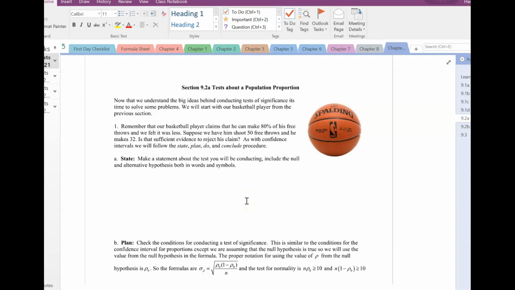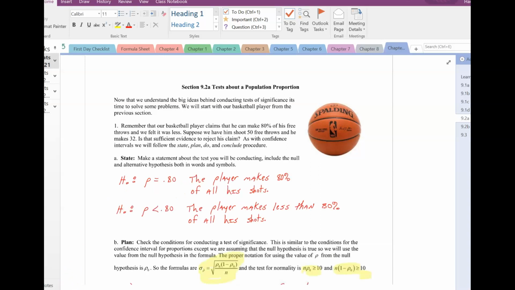So what I'd like you to do right now is pause the video and write down what you believe the null and alternate hypotheses are. So then, as you remember from the previous activities, the null hypothesis is that the player shoots 80% of their free throws, so P is 0.8. The alternate is that P is less than 0.8. The player makes less than 80% of his shots.